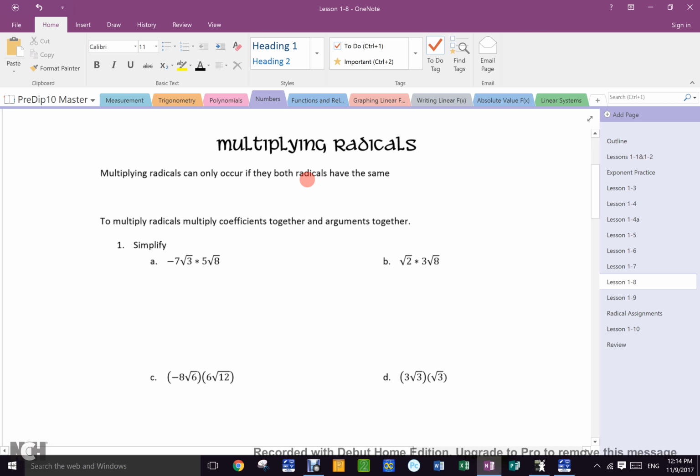All right, so multiplying radicals can only occur... Now, we already remembered that adding radicals can only occur if the radicands are the same, yes? Because the radicand of root 2, for example, is different than the radicand of root 3. So you can't add them.